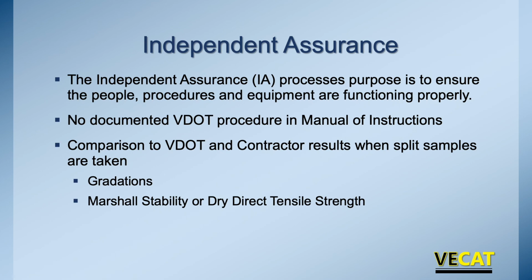The independent assurance program, this hasn't been completely documented for the fact that as this technology and these processes evolve, so does the IA. So again, we're checking the people that are doing the acceptance testing, but things that can be done is checking gradations. What type of gradation? When we do a split sample, do we get similar results? Grab samples to do Marshall stability or tensile strengths, do we get similar results?